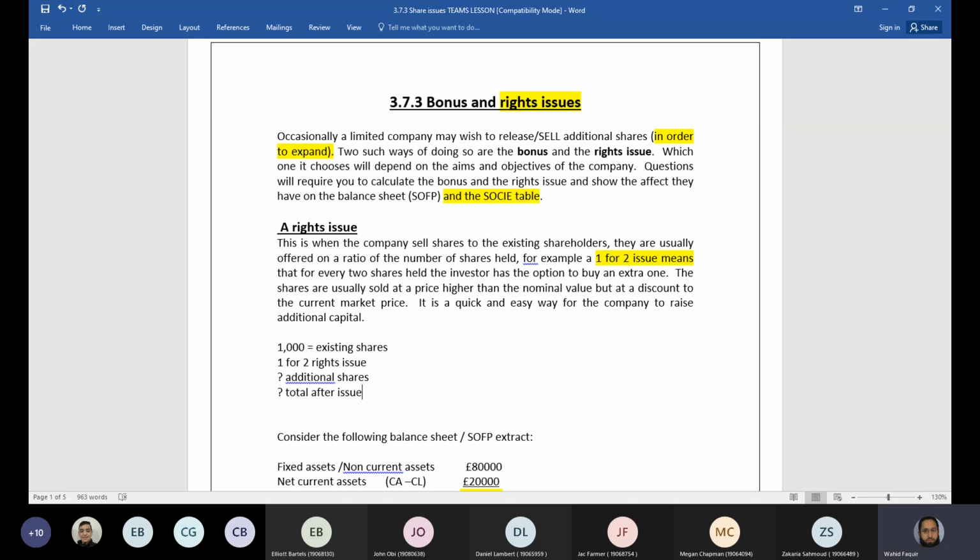Right, guys, thank you for your participation on the previous one. Let's have a go at this then. So the existing number of shares we're assuming are 1,000 at the start. The company wants to raise more capital. Perhaps they're developing a product, expanding. How many additional shares are we issuing?